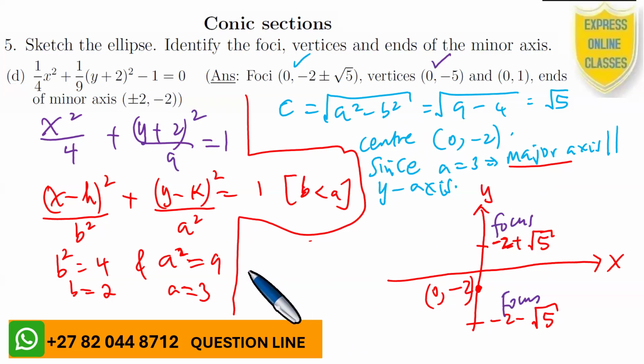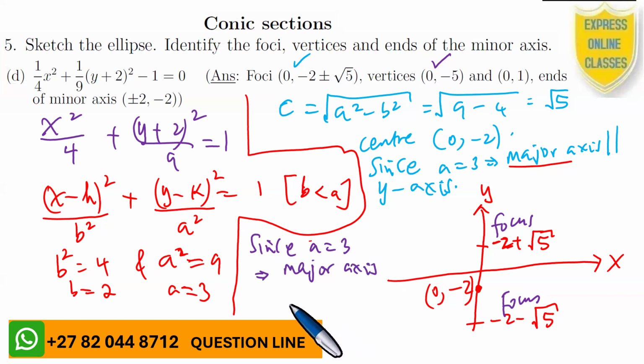Now, I want to write here, since A equals 3, this implies that the major axis extends 3 units above and 3 units below the center.